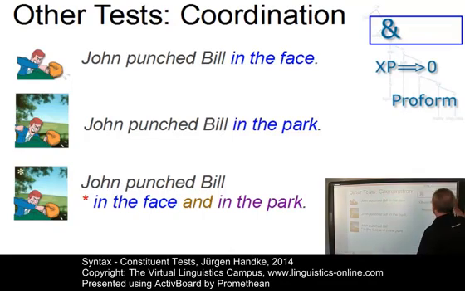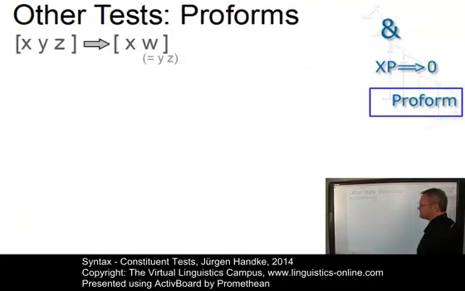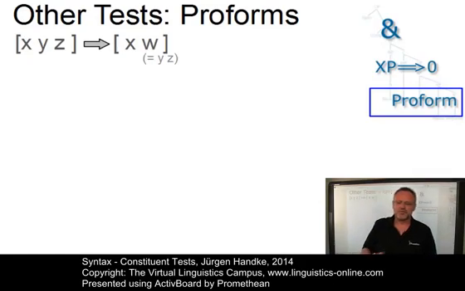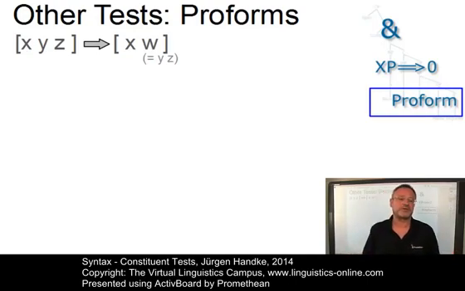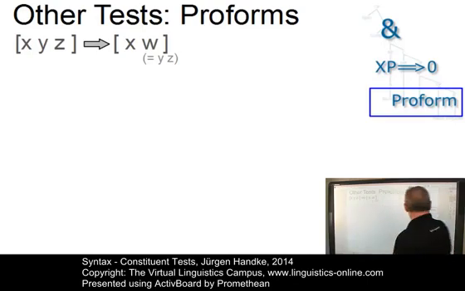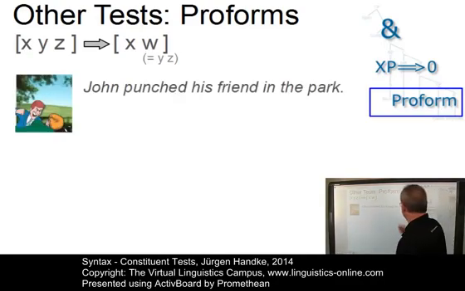Another test for constituents is the proform test. Proforms are elements that refer to other items. The most commonly known elements in this respect are pronouns. As we will see in a second, they do not just stand for nouns, but for larger structures, so-called noun phrases. Here is an example. John punched his friend in the park.